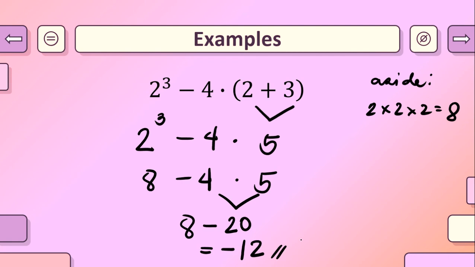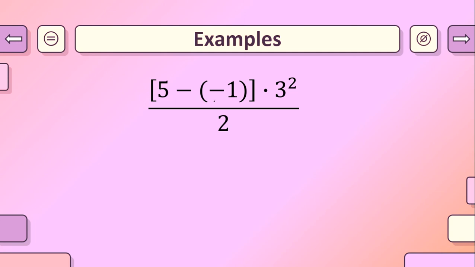Alright, we're down to our last example. We have the quantity of 5 minus negative 1, times 3 squared, all over 2. Meaning the answer to the numerator will be divided by 2. Again, following the GEMDAS rule, we first simplify the given with the grouping symbol. 5 minus negative 1 is positive 6. Times 3 squared, just bring that down, all over 2.